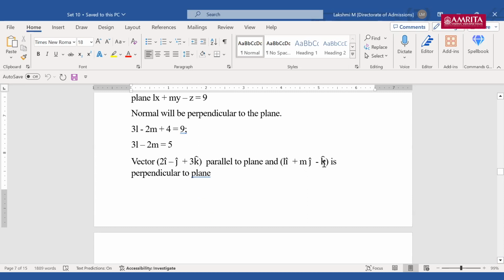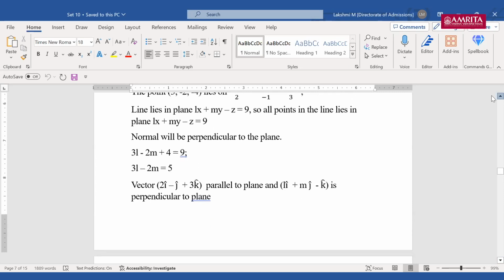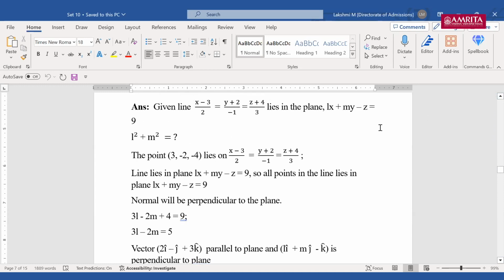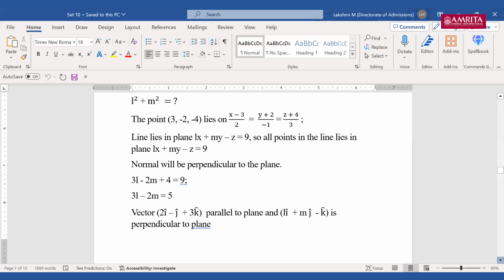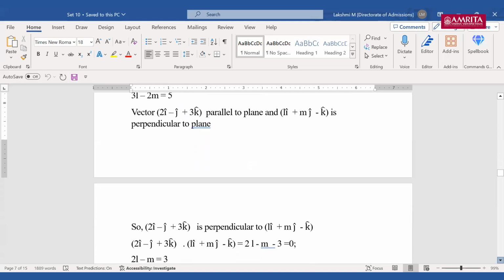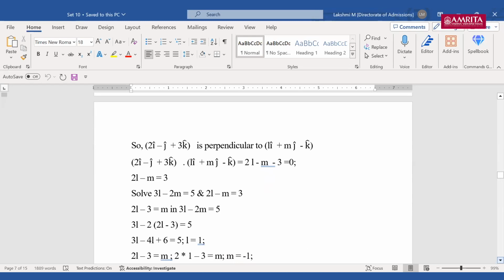The equation of the plane is already given in the question as Lx plus My minus Z. So you'll be able to write the normal as Li plus Mj minus k, which is perpendicular to the plane. When this line is perpendicular to the normal vector, the dot product will be equal to 0. So this is 2L minus M minus 3 equal to 0. So you got two equations. Once you solve this, you have L and M and you can find L square and M square.